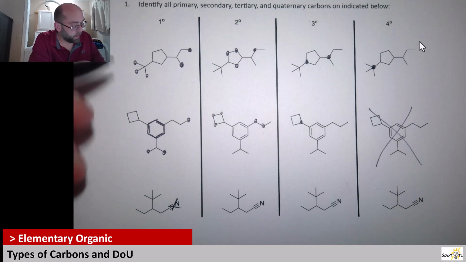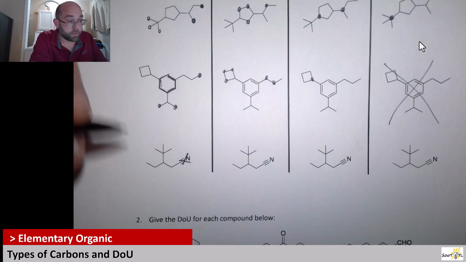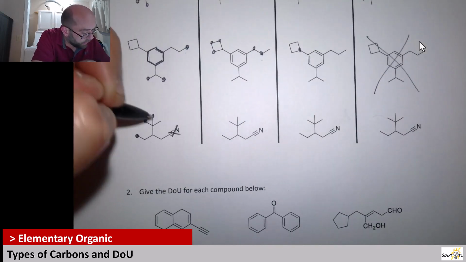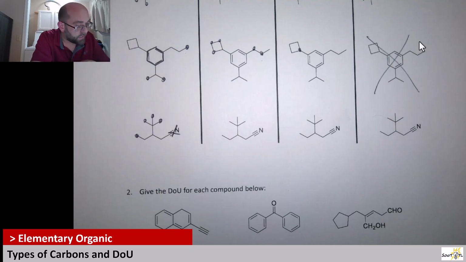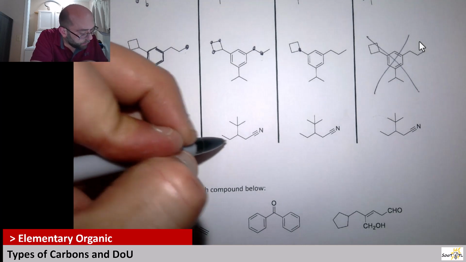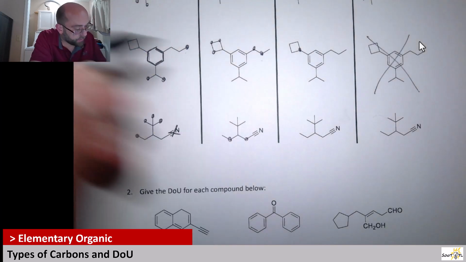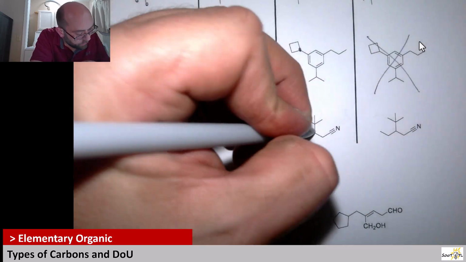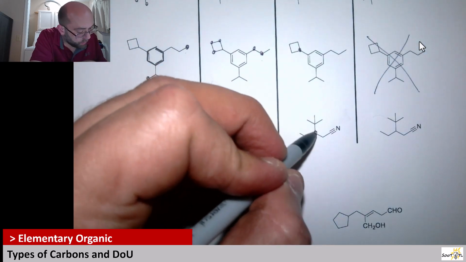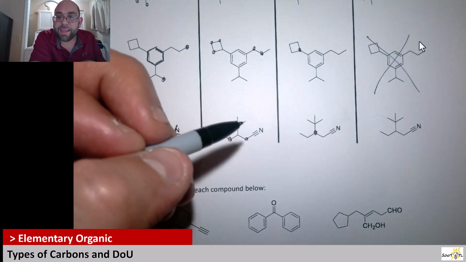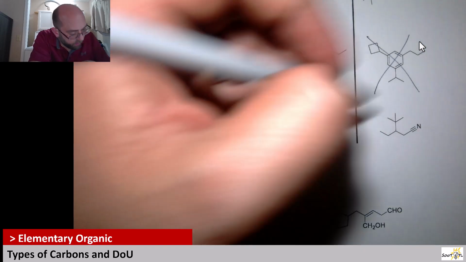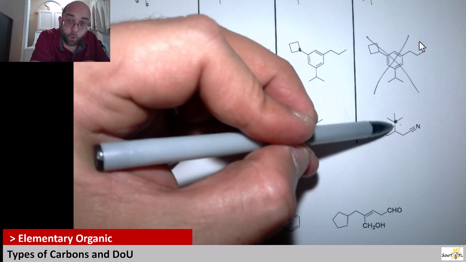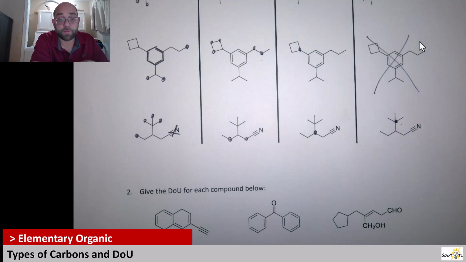For primary, remember it's just bound to 1 other carbon. So we would look here, here, here, and here. For secondary, looking at 2 other carbons, that would be this guy here and this guy here. They're each only singly bound to 2 carbons. Then tertiary would be this one. It's got 1, 2, 3 carbons bound to it. And then quaternary, that would be this guy right here. It's got 1, 2, 3, 4 different carbons bound to it in the form of single bonds.